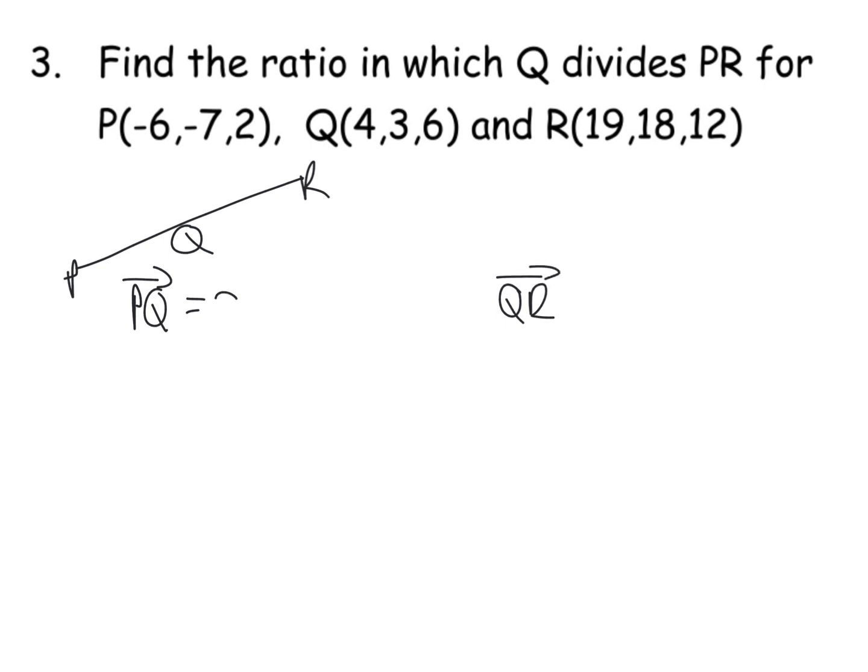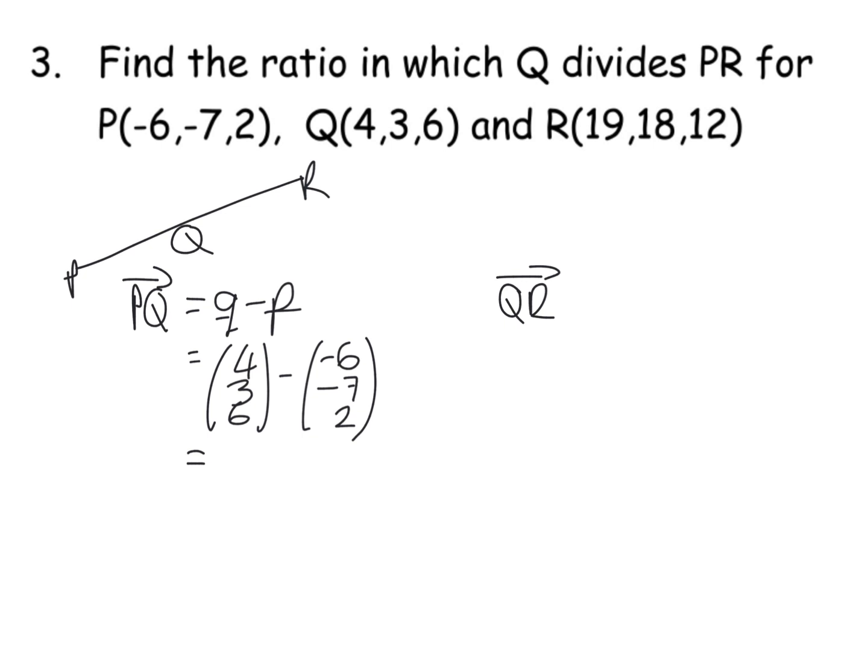So PQ would be broken down to be Q minus P. So we've got 4, 3, 6, take away negative 6, negative 7 and 2. Watch all your double negatives here. This becomes 4 plus 6, which is 10. 3 plus 7, also 10. And 6 take away 2 is 4.